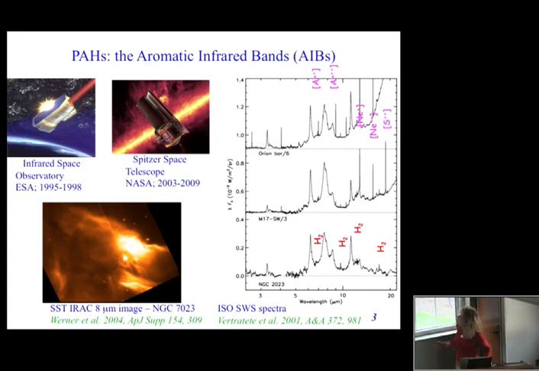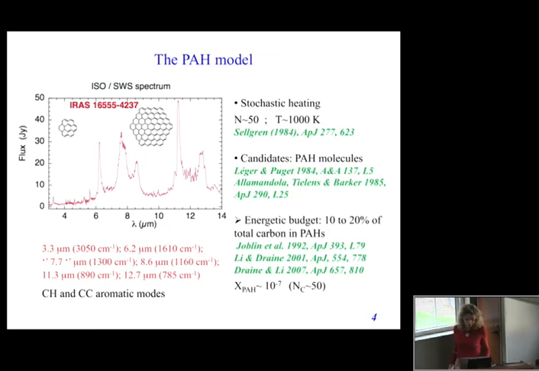You can see these bands, which are broader than the typical ion lines, such as the recombination lines, and also the rotational lines of H2, which are of course narrower. And you have these broader bands which are attributed to these aromatic molecules.